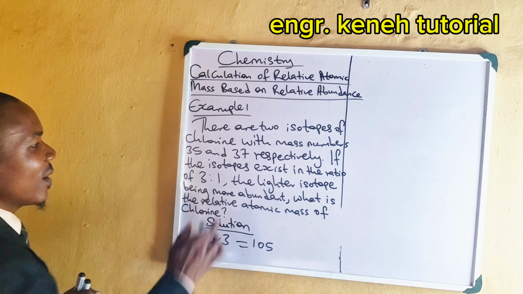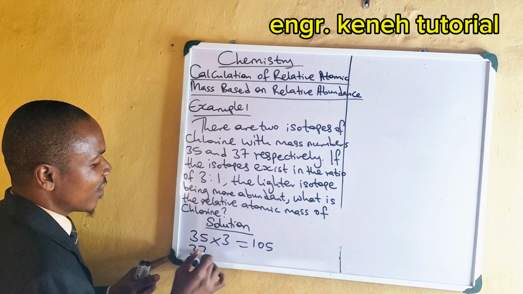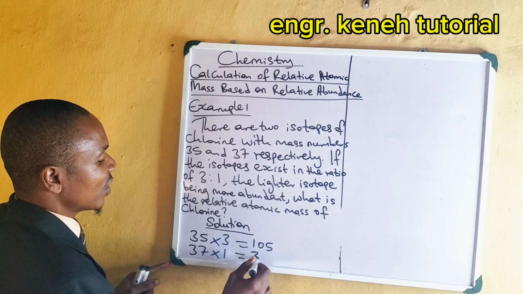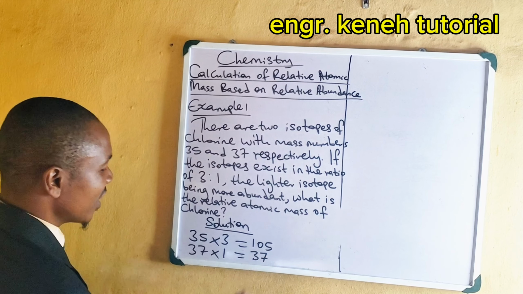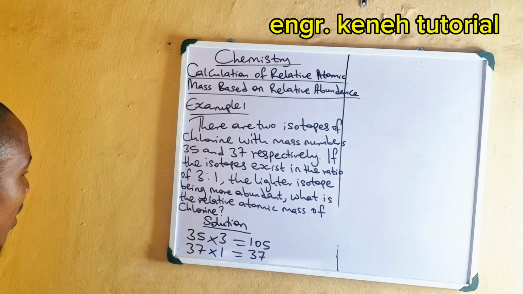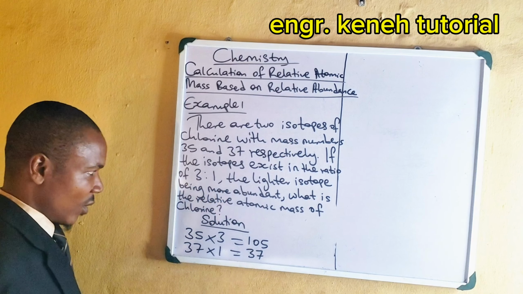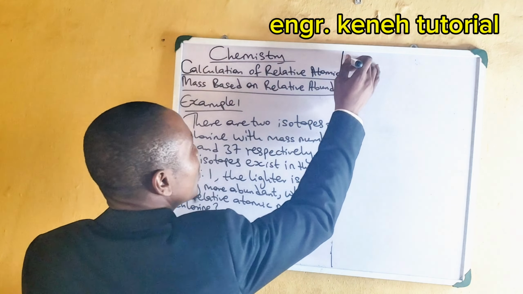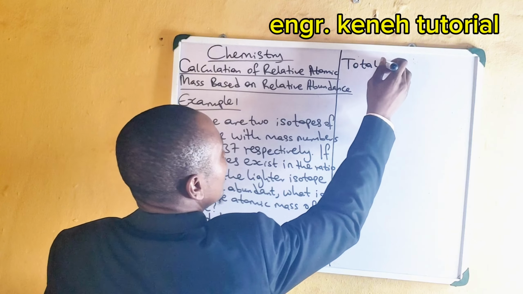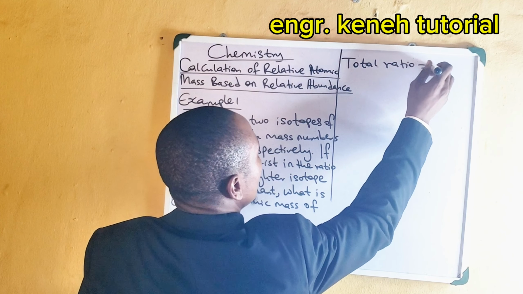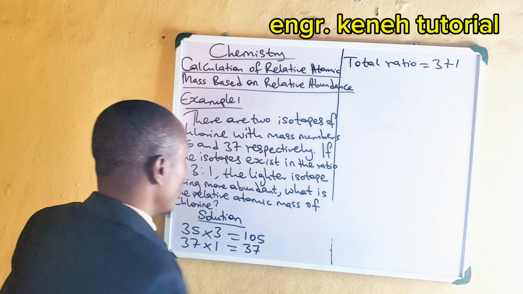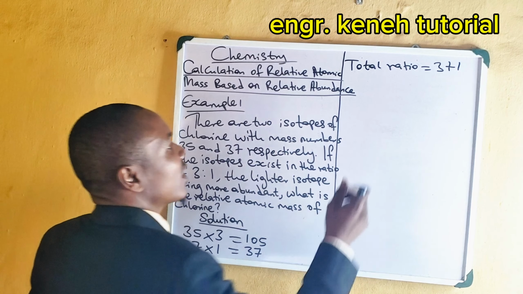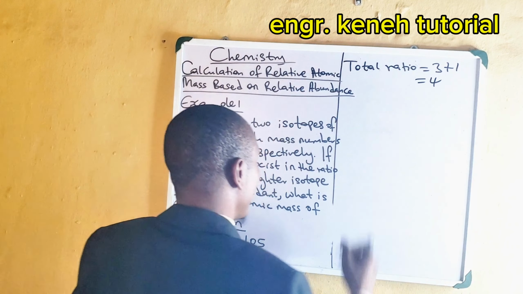All right, next one we have is 37. 37 will have the other ratio, which is 1. You now say this times this will give us 37. Can you see that? All right, so that is how this can be solved. Okay, look at the ratio. You have the ratio to be 3:1. So you come here and find the total ratio. The total ratio is equal to 3 plus 1. I will add the ratios together, that will give me the total ratio. 3 plus 1 will give me 4. Can you see that?